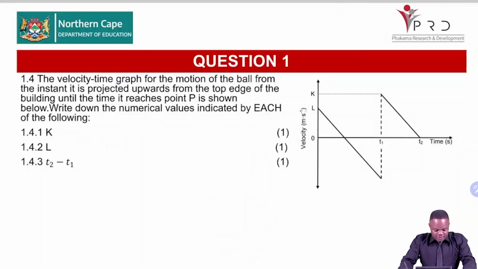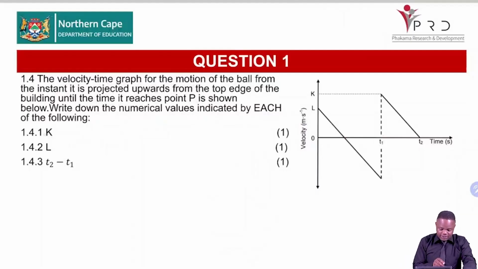Right. I hope we are done with this question. So let us look at it together. Pay particular attention to how we actually analyze these velocity time graphs. Now, the velocity time graph for the motion of the ball from the instant it is projected upwards from the top edge of the building until the time it reaches point P is shown. Write down the numerical values indicated by each of the following.